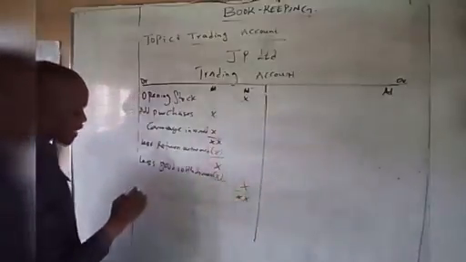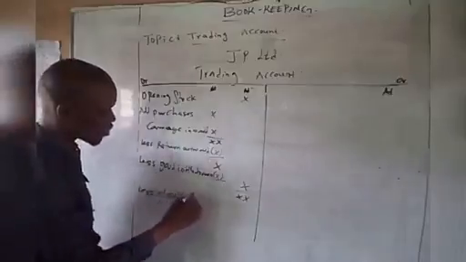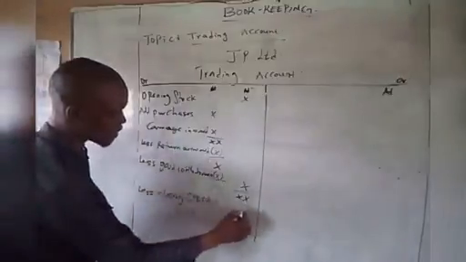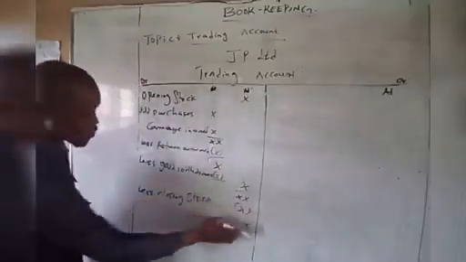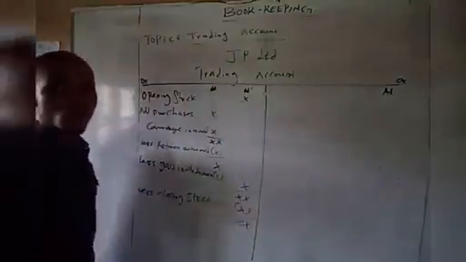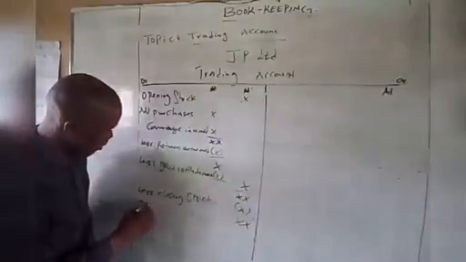So after this, you less your closing stock, or closing inventory. When you less it, you arrive at what is called cost of sales. So whatever you arrive at here is called cost of sales. Now here is cost of sales.